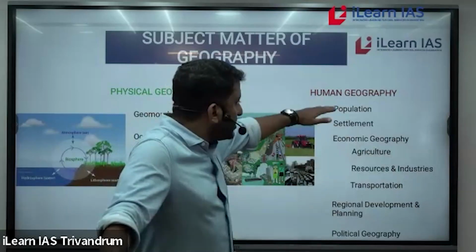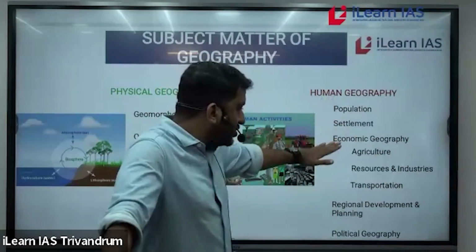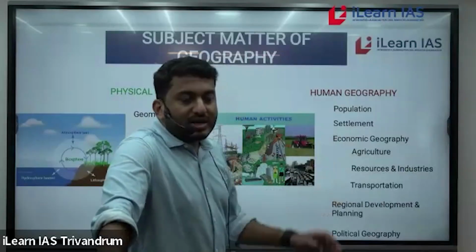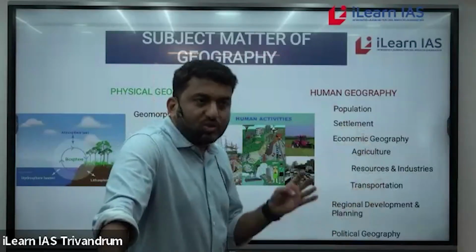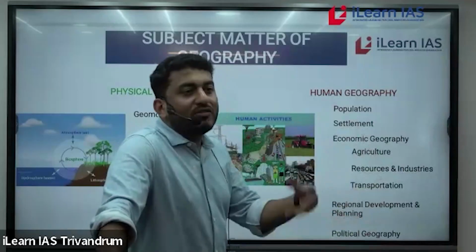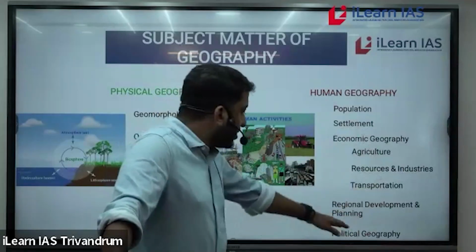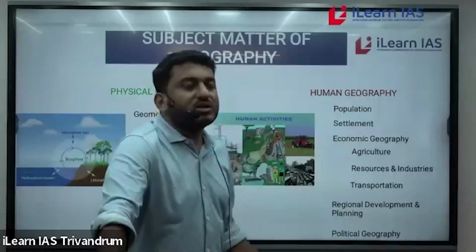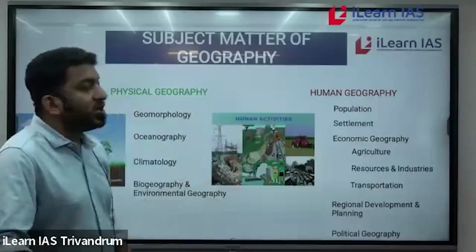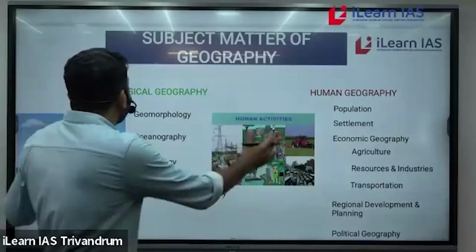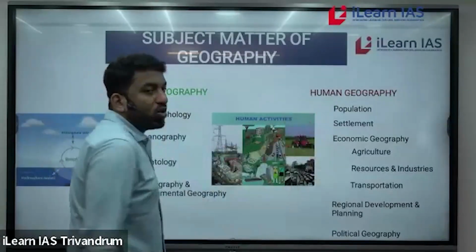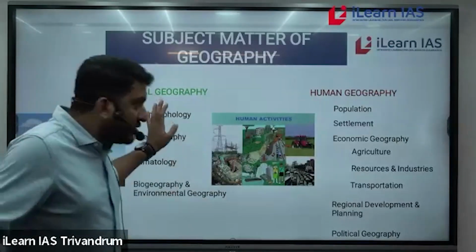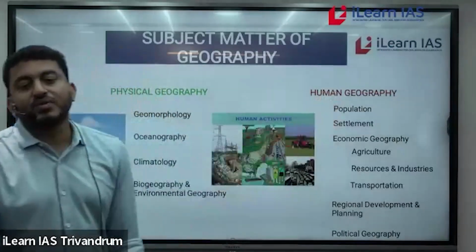So it is population geography, settlement geography, economic geography of agriculture and resources, and regional development and planning. That is studying a particular region and developing a plan to develop it. It also includes political geography. So that is human geography. These are the two important core themes, the subject matter in geography: one is physical geography and the other is human geography.